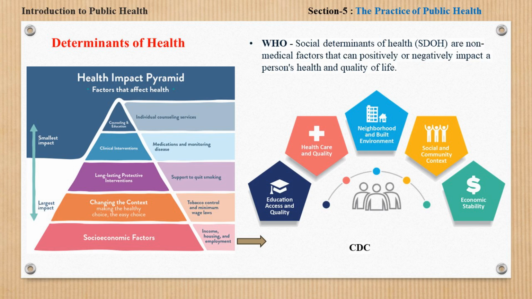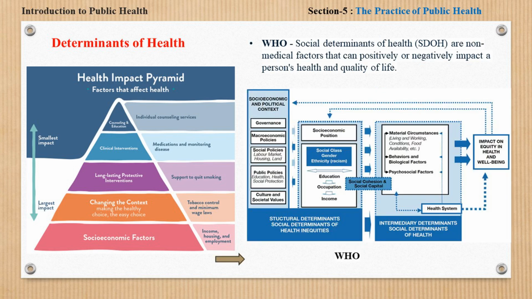Among the various frameworks for understanding these factors, the World Health Organization framework is particularly comprehensive, encompassing both structural and intermediate determinants. Structural determinants involve overarching factors such as socioeconomic and political context, while intermediate determinants include more specific elements like living conditions and access to health services. By addressing these determinants, we can work towards reducing health inequities and improving the well-being of populations globally.